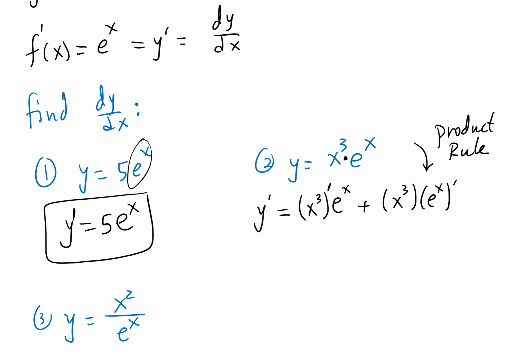But it's not done yet. All I did, I just set it up. So to finish with this, the derivative of x cubed is what? 3x squared. And e to the x stays the same. x cubed. What's the derivative of e to the x? It's e to the x.